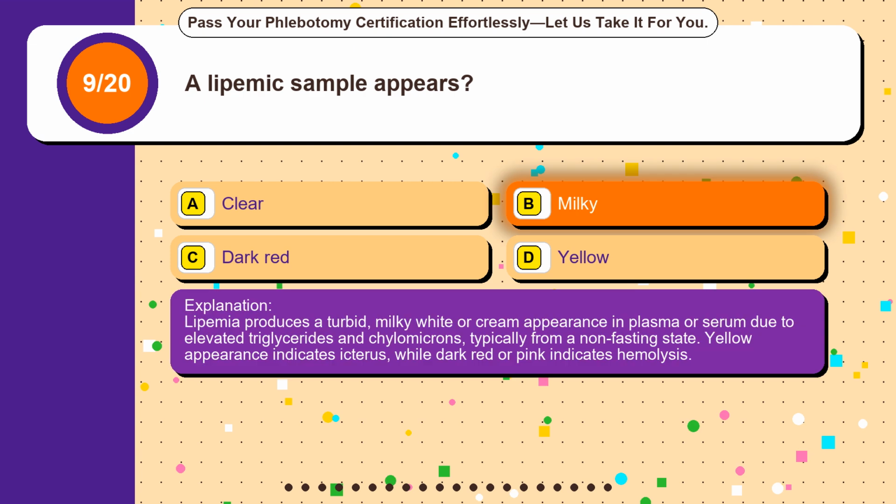A meal produces a turbid, milky white or cream appearance in plasma or serum due to elevated triglycerides and chylomicrons, typically from a non-fasting state. Yellow appearance indicates icterus, while dark red or pink indicates hemolysis.